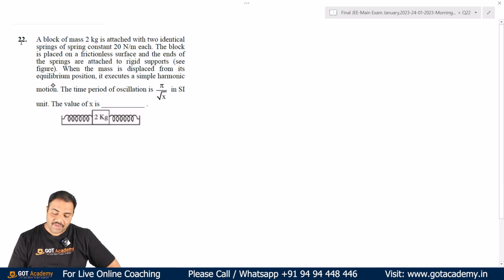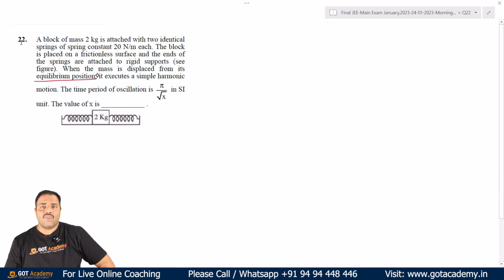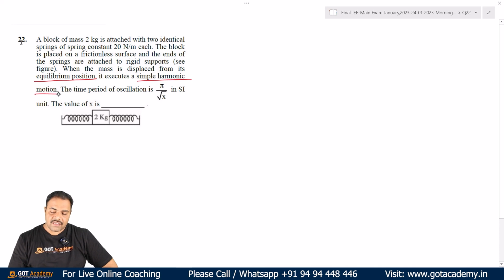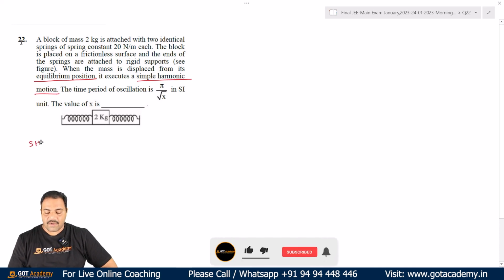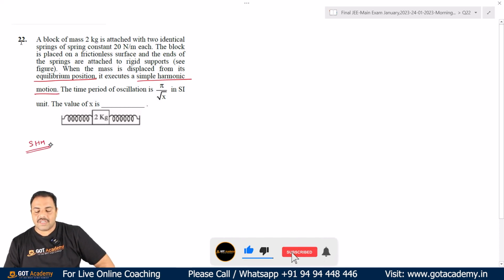Equilibrium position. Equilibrium in the sense what we have to say is that forces are equal. Which force? Spring force will be equal to the other force, that is restoring force. It exerts a simple harmonic. Here the hint is there: simple harmonic motion. So this is from the SHM chapter, that is the oscillation chapter. Now we have to find out the time period.